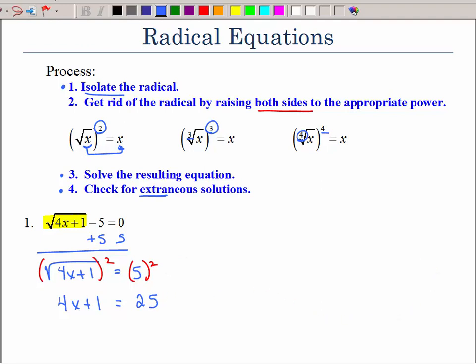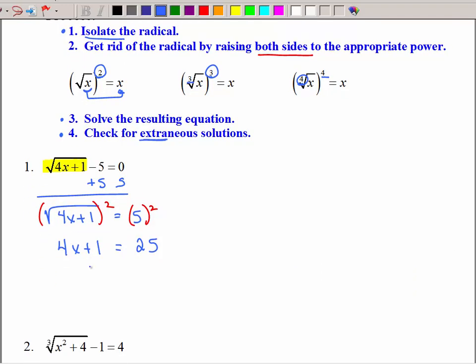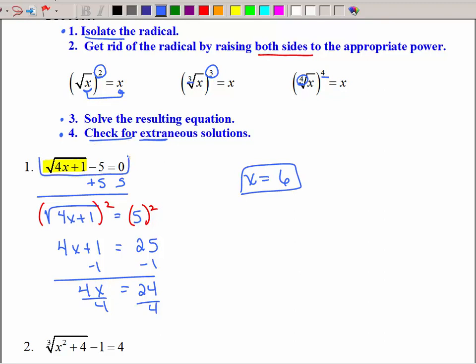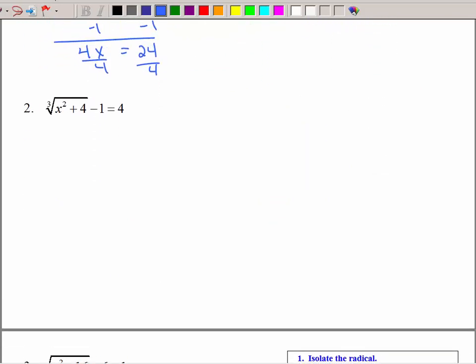Now after that, it's pretty easy. We're just going to solve that resulting equation. So we're going to subtract 1 from both sides, and we have 4x is equal to 24, and then we're going to divide by 4, and we're going to get x is equal to 6. And then the last step is I have to check it, and I want to check it back into the original equation. So we're going to see if the square root of 4 times 6 plus 1, minus 5 is equal to 0. So of course that's 24 plus 1, which is 25. The square root of 25 minus 5 is 0. So that's an okay answer to keep. And most of the time they are, but you still have to check. Let's look at the second example.